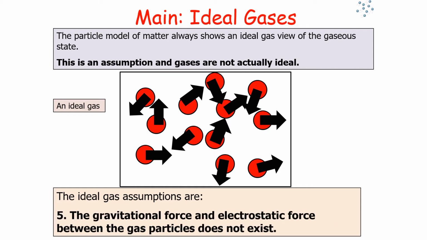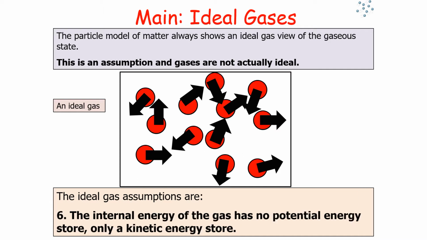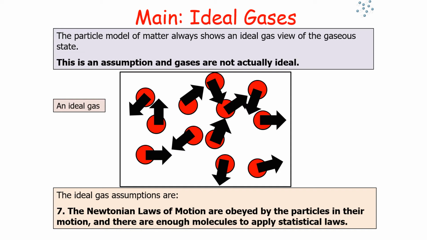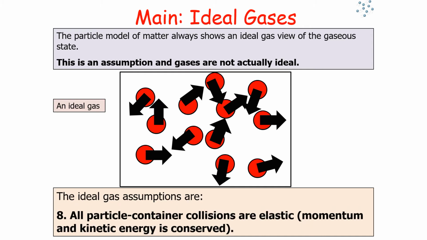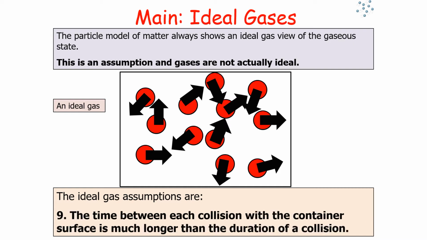Assumption number five is that the gravitational force and the electrostatic force between gas particles does not exist. Number six, the internal energy of a gas has no potential energy store, only a kinetic energy store. Number seven, the Newtonian laws of motion are obeyed by particles in their motion, and there are enough molecules in a gas to apply statistical laws. Number eight, all particle container collisions are elastic, so when particles collide with the container, the momentum and the kinetic energy of those particles is conserved. And finally, the time between each collision with the container surface is much longer than the duration of a collision for particles in a gas.